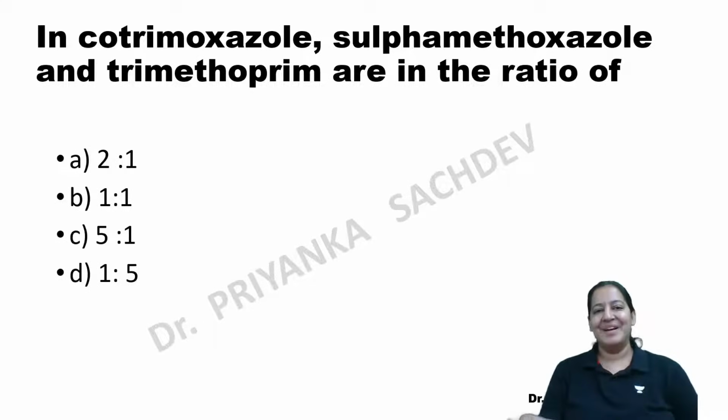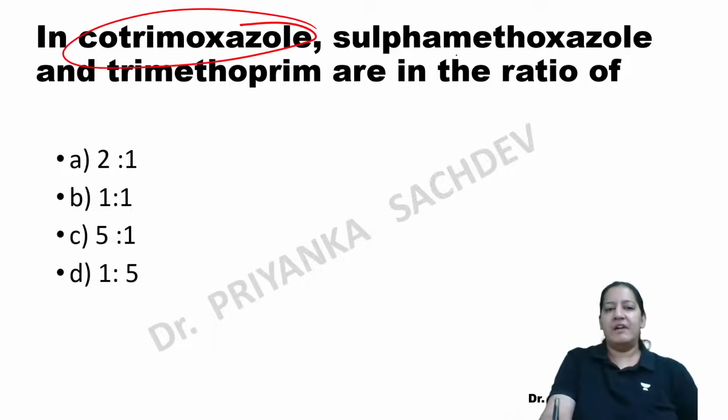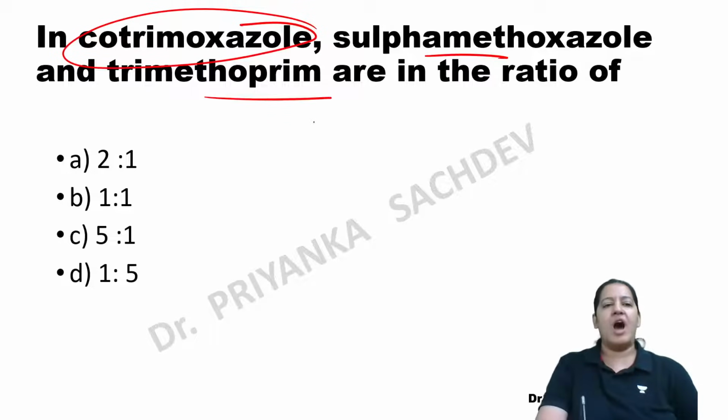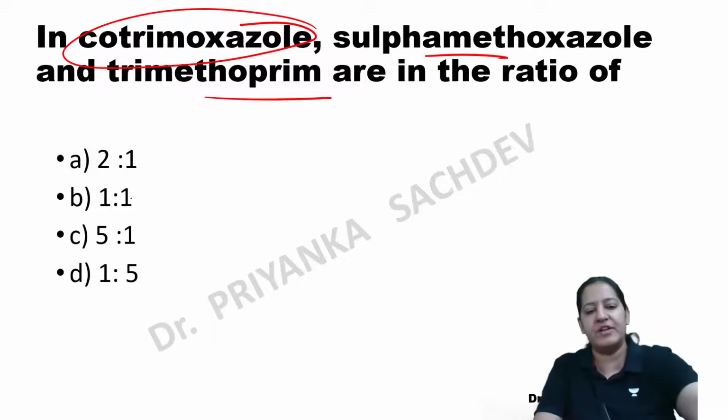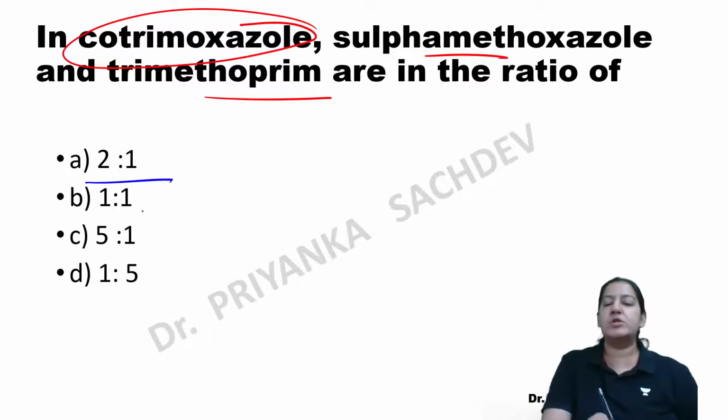Can you tell me the answer? In cotrimoxazole, sulfonamide and trimethoprim, both are mixed in what ratio? The four options are in front of you. Are they mixed in 2:1? Are they mixed in 1:1? Are they mixed in 5:1? Or are they mixed in 1:5?